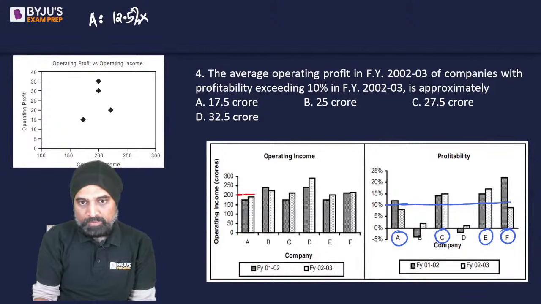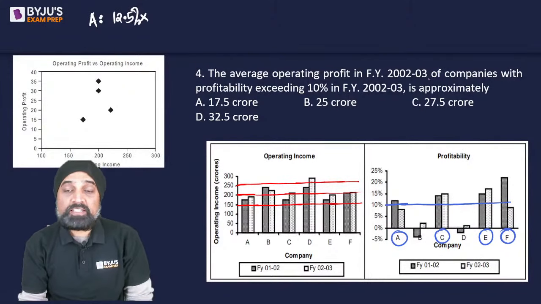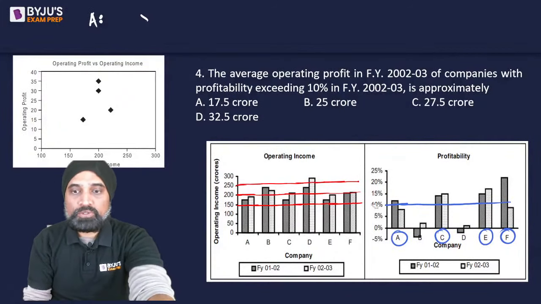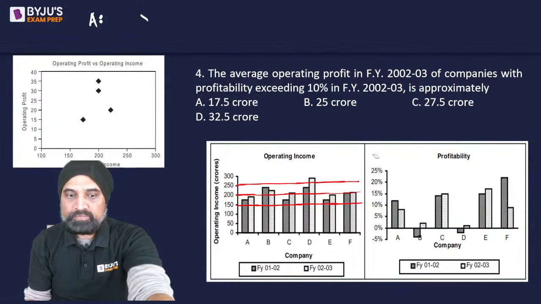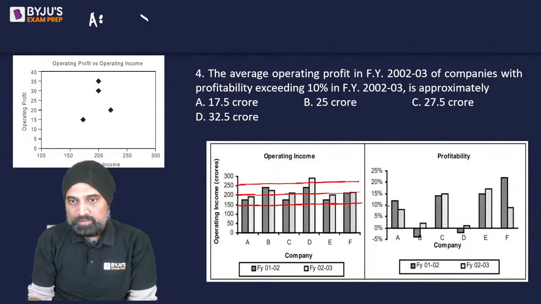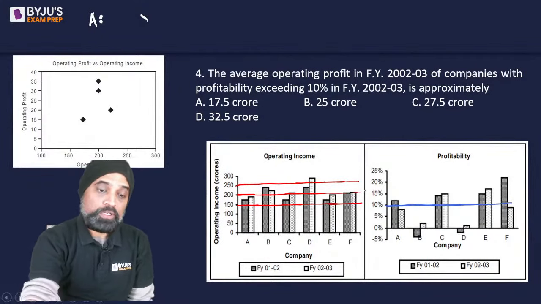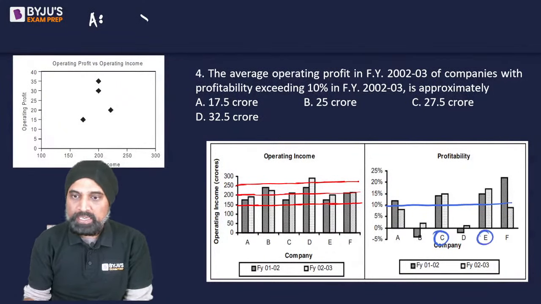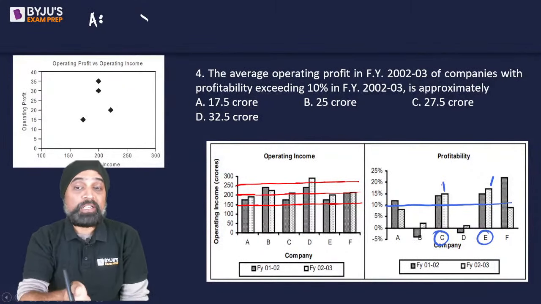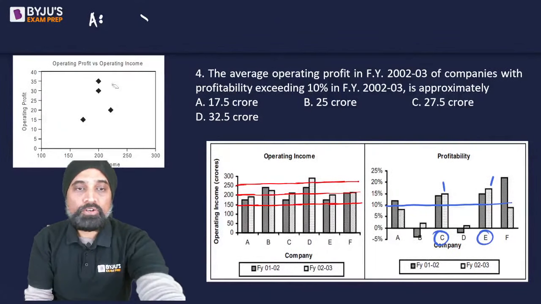So what I will do is I will draw a line like this so that it's easier later on. Sorry, it says 2002-2003, right? Not 2001-2002. So I have to look into the next year, the second year, not the first. So there are only 2 companies, right? It's company C and company E. They have got a profitability of more than 10%, only for 2 companies, C and E, not A.